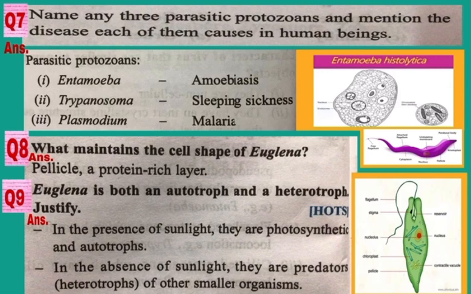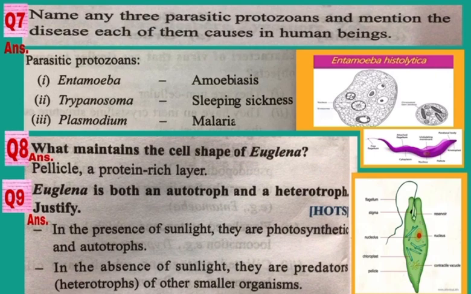Question number 9. Euglena is both an autotroph and a heterotroph. Justify. Answer is, when sunlight is available, they make their own food by the process of photosynthesis. So at this time they are autotrophs.